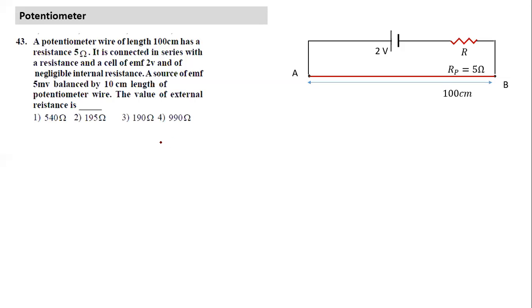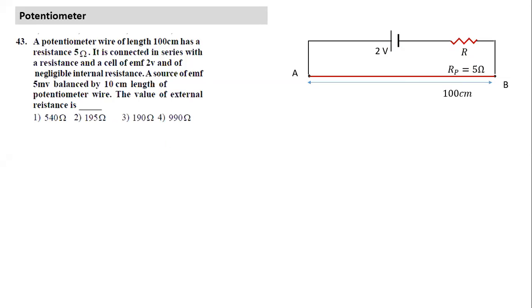So whatever info is given in the question, length is 100 centimeter only. Resistance of the wire is given, 5 ohms. It is connected in series with resistance. So it means there's some resistance also connected in the primary circuit, where EMF is given as 2 volts.